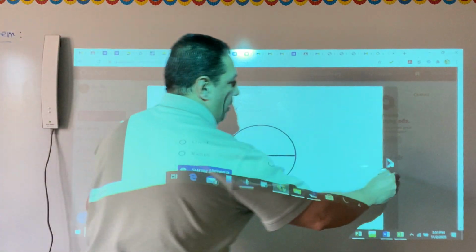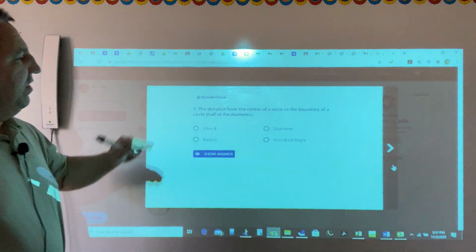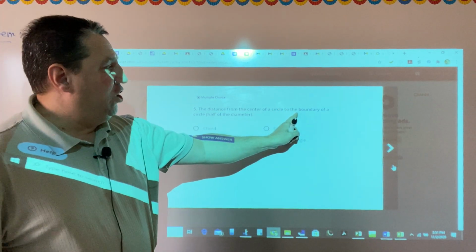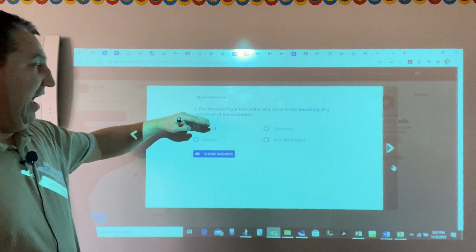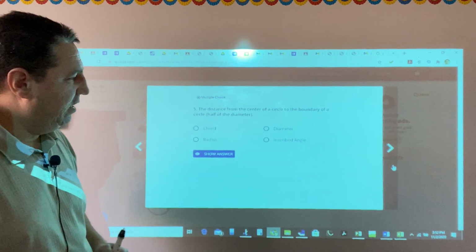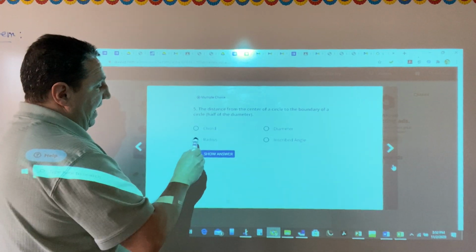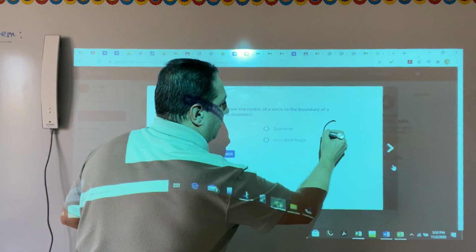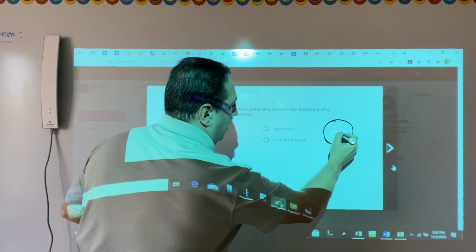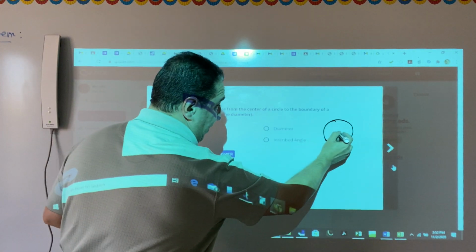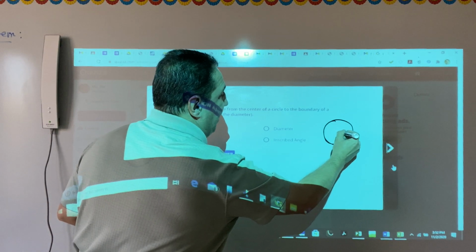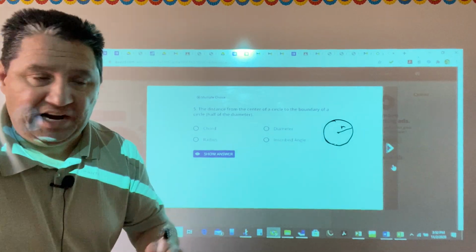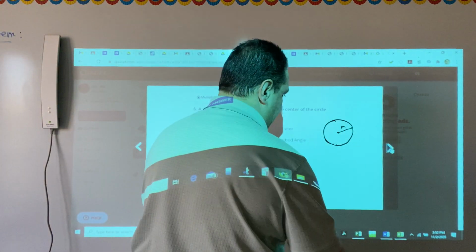Another practice problem. The distance from the center of a circle to the boundary of a circle, half of the diameter, is called the radius, right? So, it is something like that. It is the distance from the center of the circle to the boundary of the circle, right? This picture is a picture of a radius. Next.